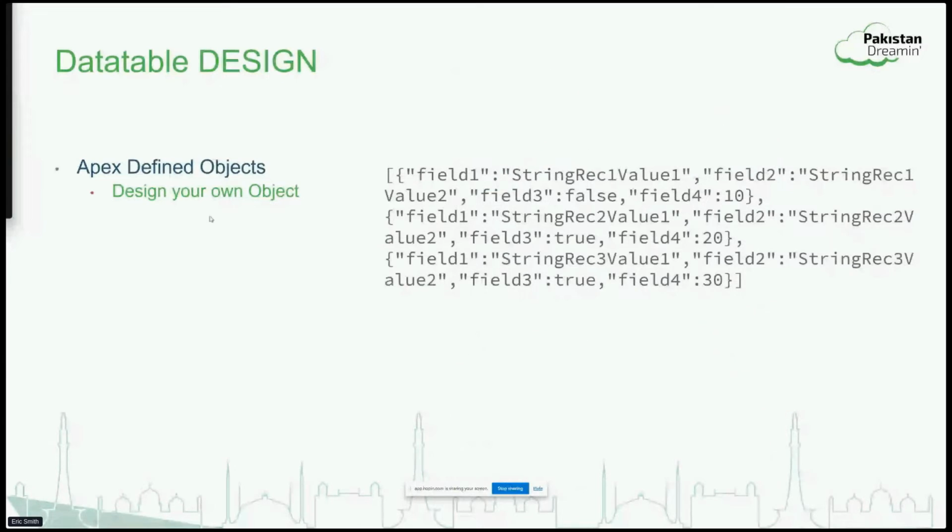Here's an example of just a string of data where you can define a field and field values for as many records as you want. Pass that string into the data table component. It'll recognize what you've given it, and it'll display that for you in a formatted manner.